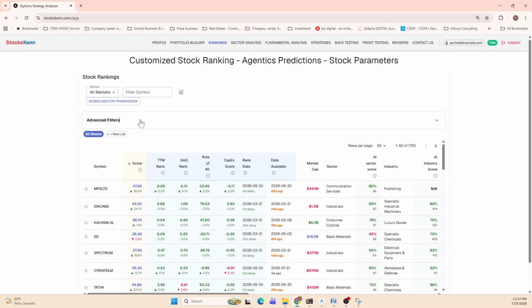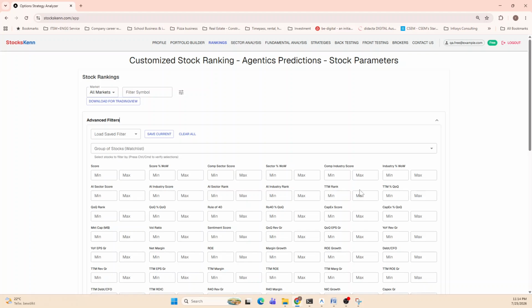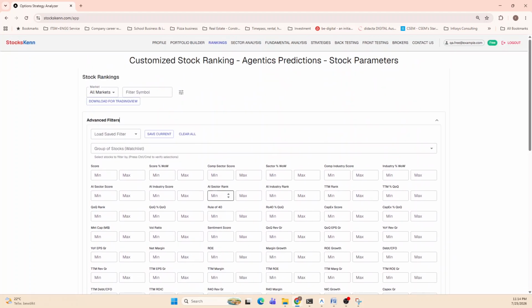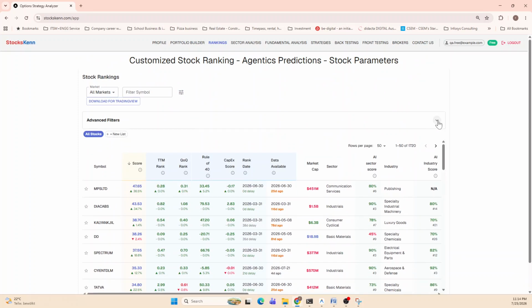So here you can add filters and give your criteria, and based on which it will automatically show you only a subset of stocks, because it's not practical to look at all the 1700 plus stocks, right? So that's what it enables. But the key differentiation here you will see is there are a lot of customized rankings and parameters which we have created. Let me quickly take you through the key ones.